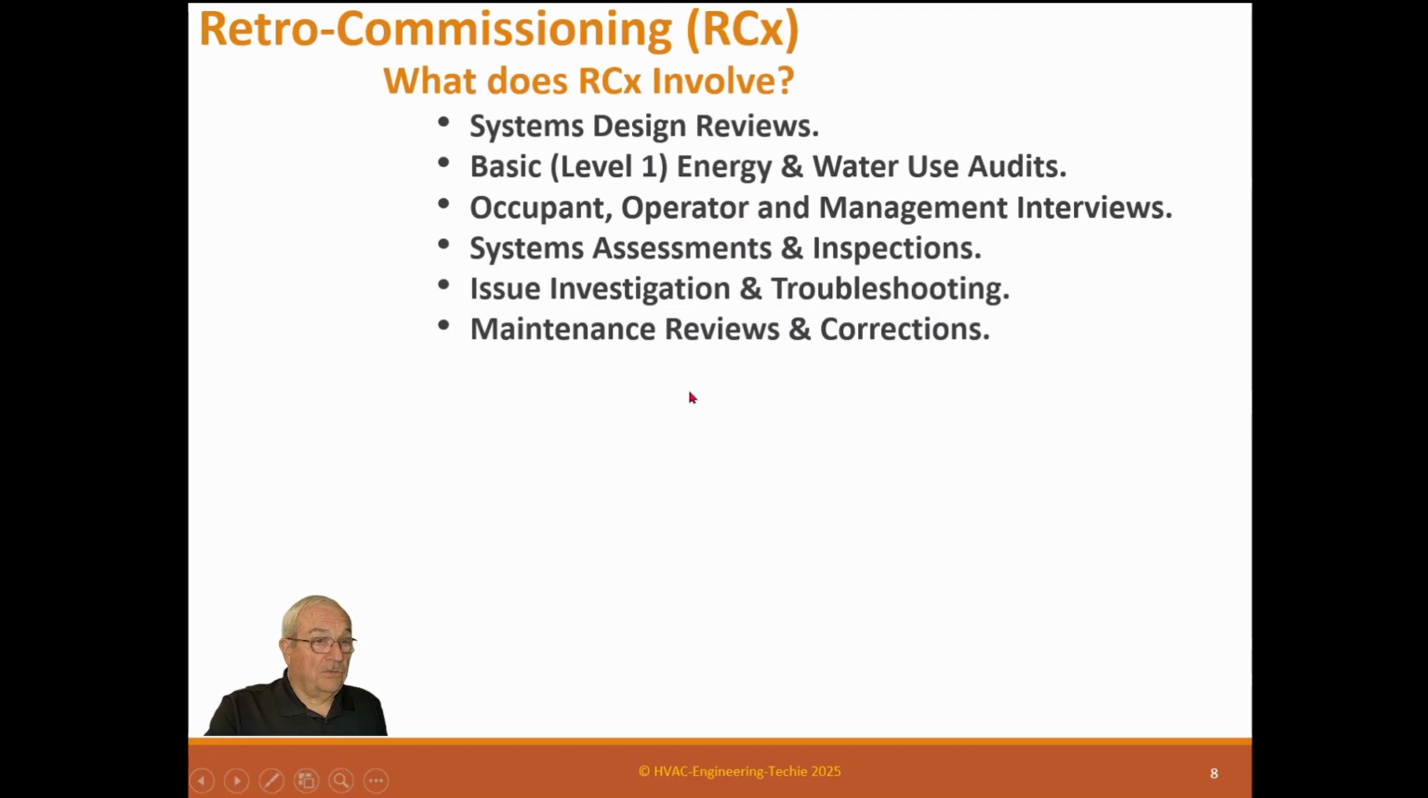So we'll actually do a lot of training and retrocommissioning, telling them exactly how this is supposed to work and showing them this is how it works. And a lot of them go, wow, that's interesting.